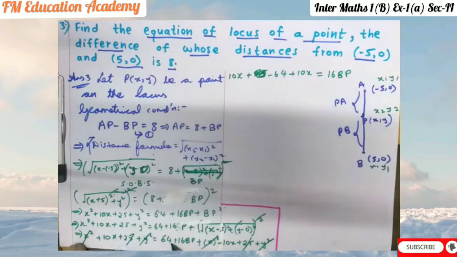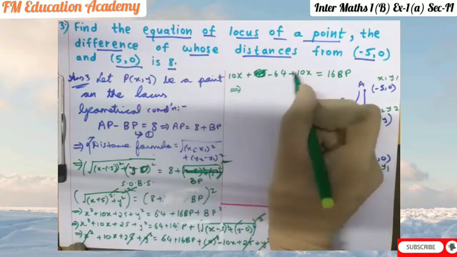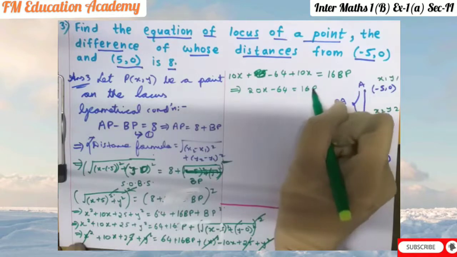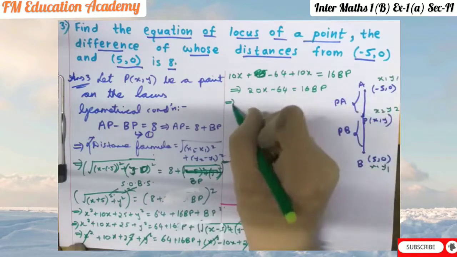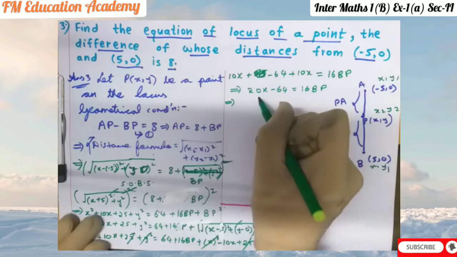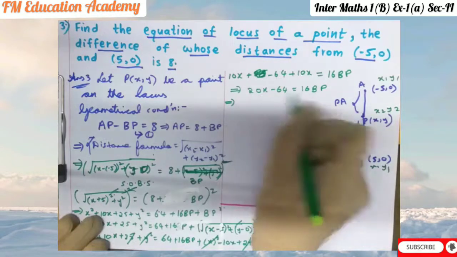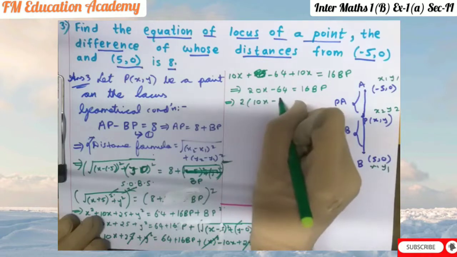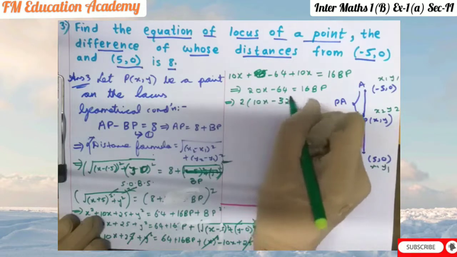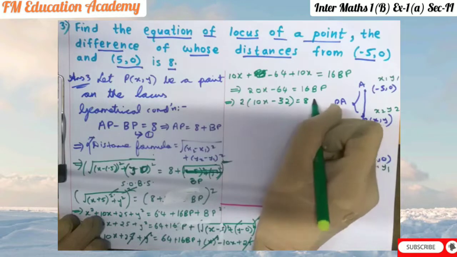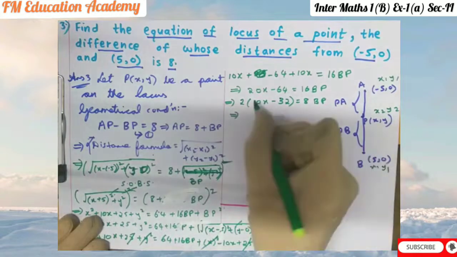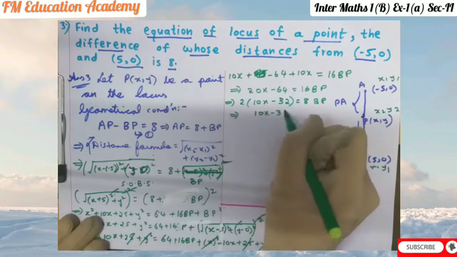Is equal to 16 BP plus 10x, 64; 16 BP and minus 10x was left. So 10x plus 10x is 20x minus 64 is equal to 16 BP. Now we can take out 2 from all of these. 2 10s are 20, 2 32s are 64, and 2 8s are 16 BP. So we will be left with 10x minus 32 is equal to 8 BP.